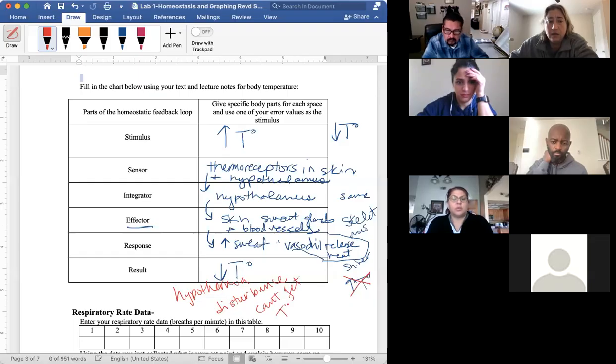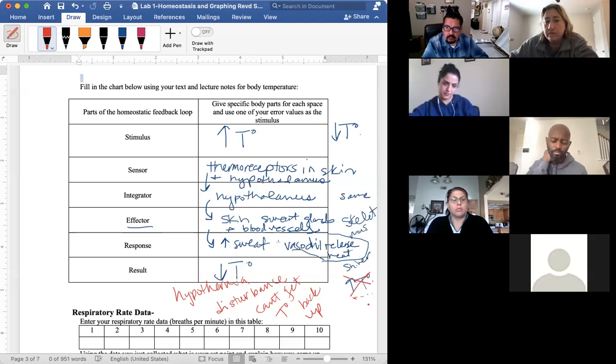So then your result would be just disturbance? Yeah. So this is a normal pathway. If body temperature is low, you bring it back up. And that is still the pathway for hypothermia. It's just not resulting in an increase in temperature.